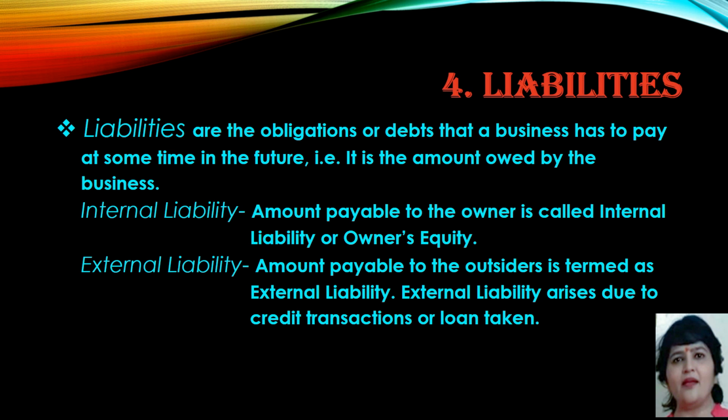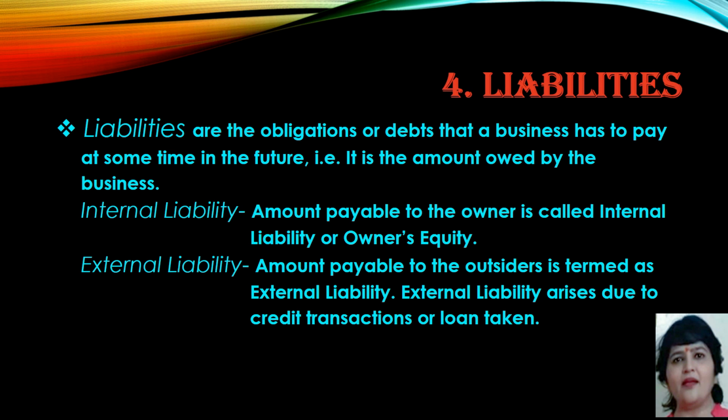And the second one is external liability. External liability is the liability in which the amount is payable to the outsiders. External liability arises due to credit transactions. Goods have been purchased from outsiders, so there is a liability to make the payment after a certain period of time. Then a loan has been taken from the lenders, from the bank, from the financial institutions. So the amount of the loan is to be returned back. So this is external liability.